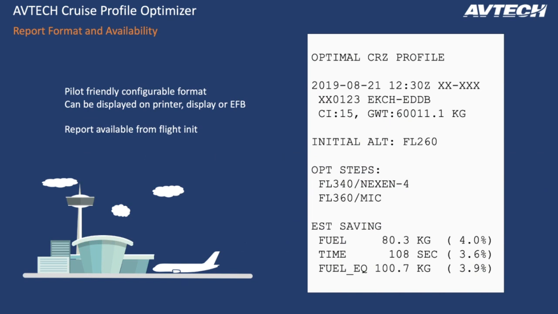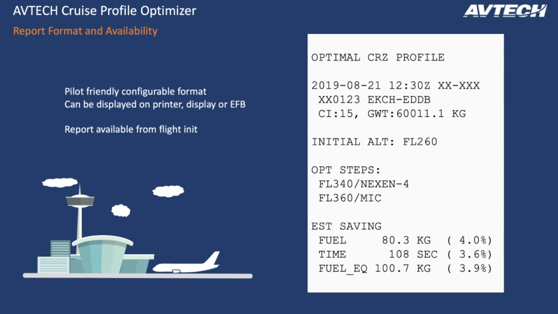Looking at the report that we provide, we have an easy to read format for the pilot. It's a very configurable format, and the report can be uplinked to either the display or the printer in the cockpit, or an EFB device via an internet connection. This report provides the pilots with optimum step points, as well as the savings potential, the fuel and time. So we see the saving in terms of fuel, in terms of time, and in terms of the combination of fuel and time as equivalent fuel.